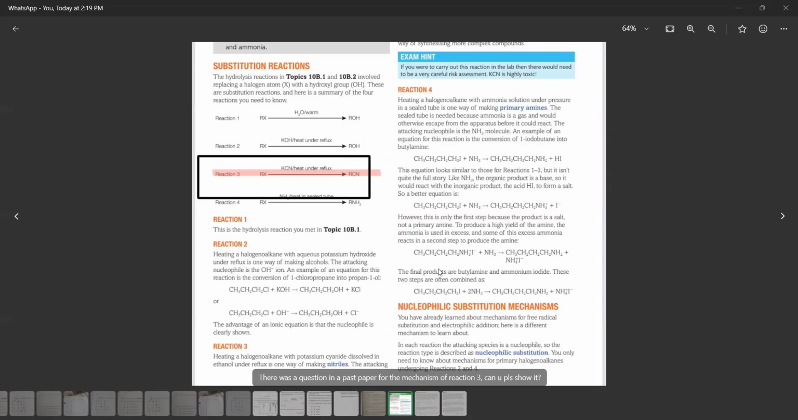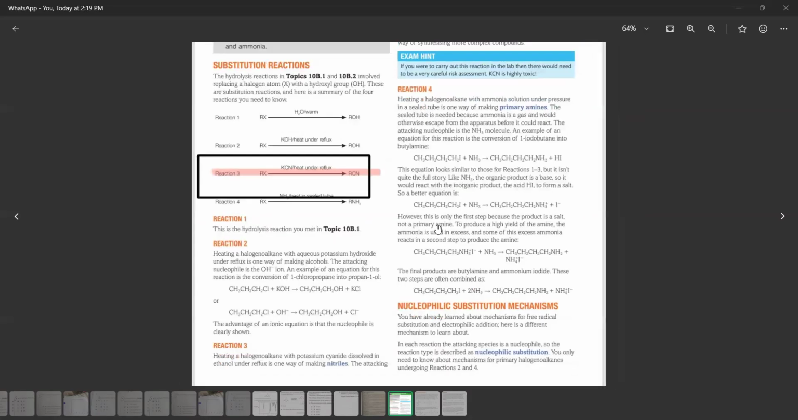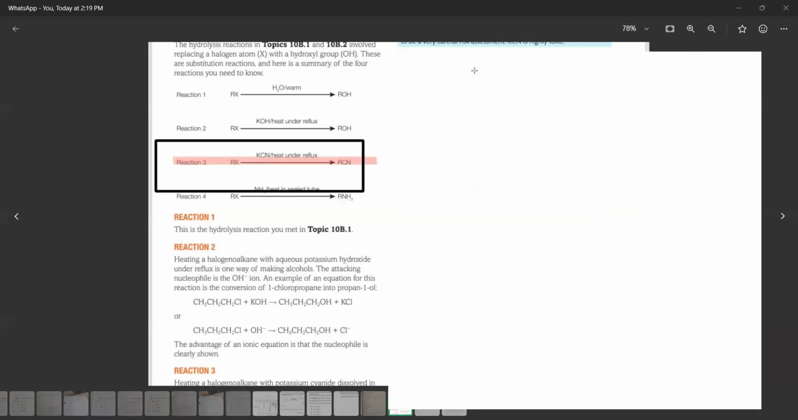There was a question in the past paper for the mechanism of reaction 3. Can you explain? Reaction 3 is a nucleophilic substitution, an SN reaction. Yes, I will show a mechanism of how reaction 3 can proceed. You have to show it the same way. Let's say we have a halogenoalkane. It can be primary, secondary, or tertiary. If it is primary, it will undergo SN2. If it's tertiary, it will undergo SN1. But it's the same way you have to show.